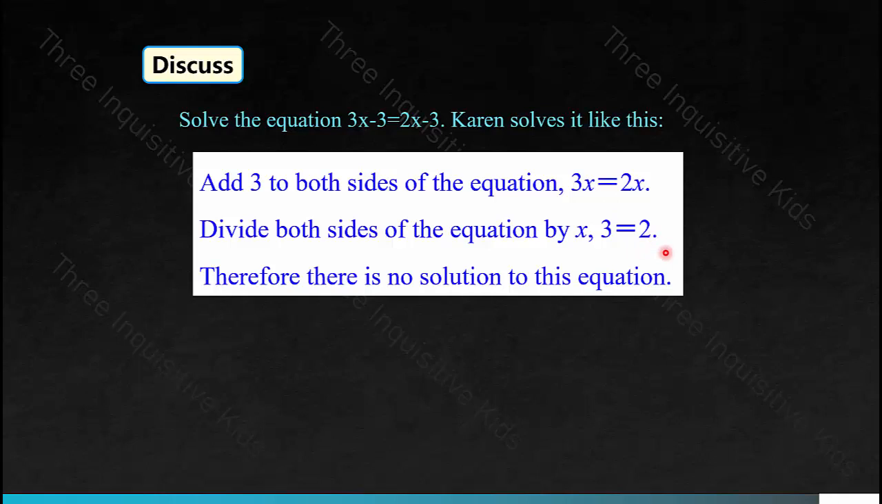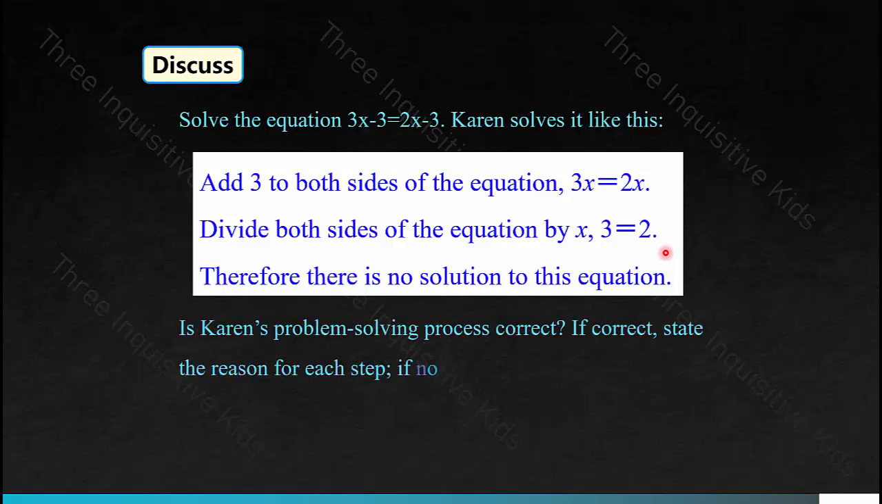So yes, sometimes equations have no solutions. Is Karen's problem-solving process correct? If correct, state the reason for each step, and if not, point out where it went wrong. You can think of this by yourself, but since I'm not talking to you live, I can't communicate with you. Feel free to solve this problem and write your thoughts or questions, if you have any, in the comments down below, and then you can interact with one of us or one of the other viewers and talk about the answer to this problem.